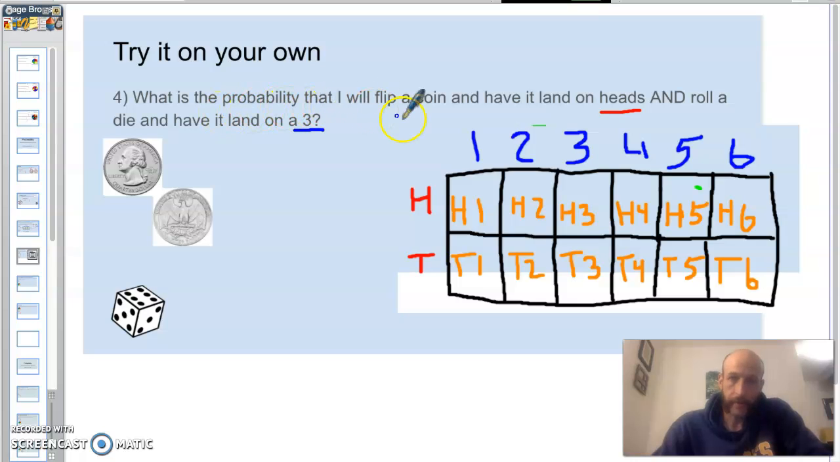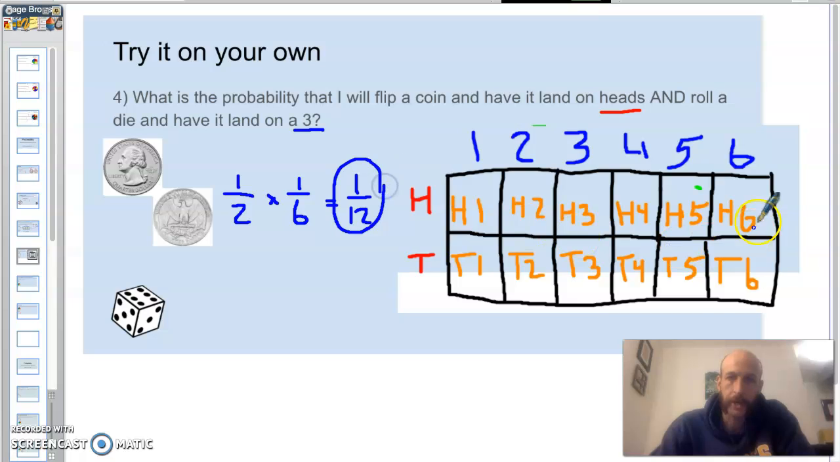So, what is the probability I flip a coin and get a heads? Let's pause there. Flipping a coin and getting a heads is 1 out of 2, right? There's one head, there are 2 possible outcomes. What is the probability that I roll a 3? Well, there is only one 3 on a die, and there are 6 possible outcomes. So if I take the individual probabilities and multiply them, I should get my answer. 1 times 1 is 1. 2 times 6 is 12. The probability should be 1 out of 12.